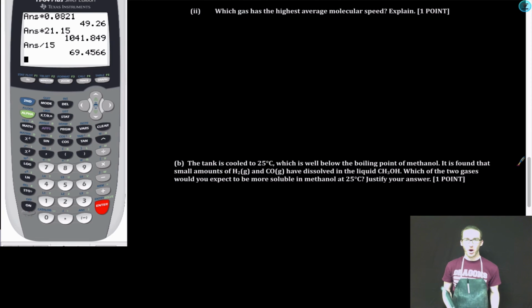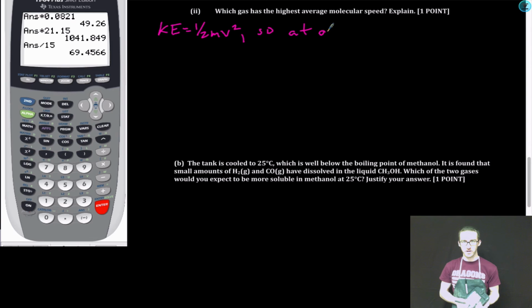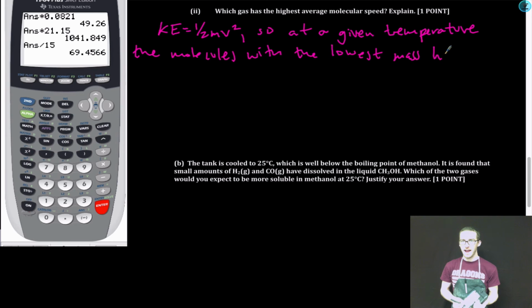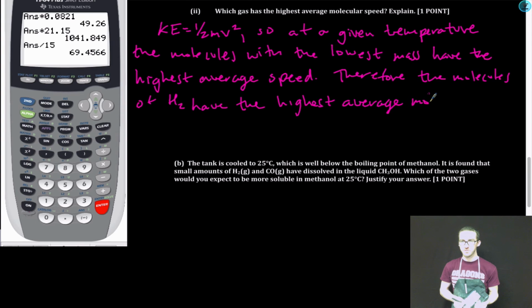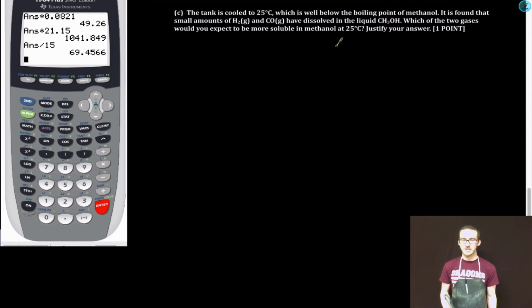Brings us to subpart II. Which gas has the highest average molecular speed? Explain. Just gonna throw down this formula. So, at a given temperature, the molecules with the lowest mass have the highest average speed. Therefore, the molecules of H2 have the highest average molecular speed because H2 has the smallest molar mass. Boom! And that brings us finally to part C.